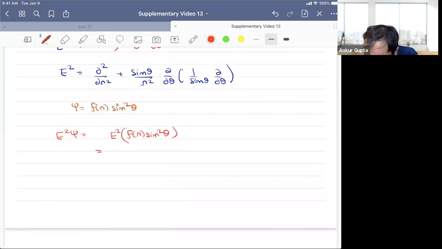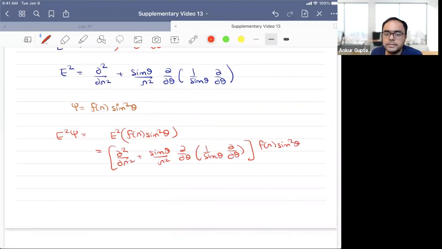So this becomes ∂²/∂r² plus sin θ / r² ∂/∂θ of 1/sin θ ∂/∂θ of f(r) sin² θ. The first term is pretty simple, because the only function of r is f, so sin² θ will simply come out. So this will become sin² θ times ∂²f/∂r².